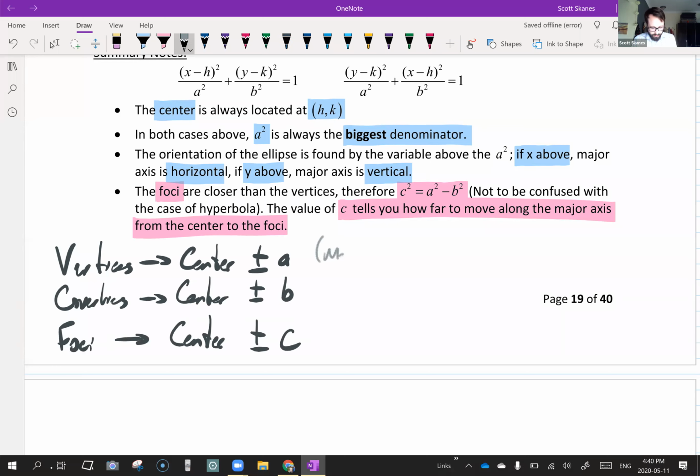Vertices are related to the major or bigger axis. Covertices are related to the minor or smaller axis. Foci is also related to the major. So you see that these are actually kind of connected. Okay?